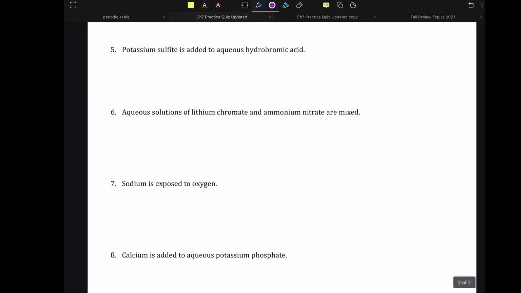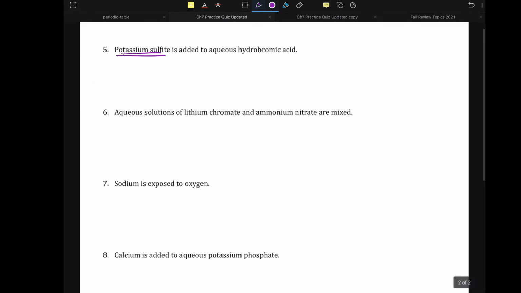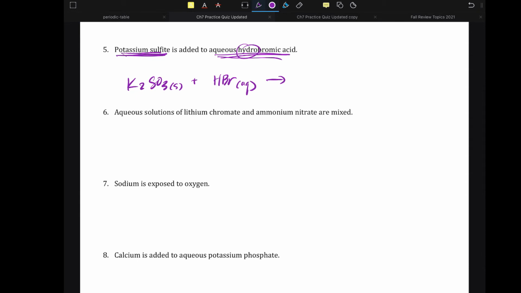All right, next up, potassium sulfite is added to aqueous hydrobromic acid. Without any other words, this potassium sulfite is an ionic compound, not already in water, so it's just going to be K2SO3, solid. Aqueous hydrobromic acid is HBr, aqueous. Then let's switch the cations. We would have KBr, because it's a charge of +1, -1, and this would be aqueous, because group 1s are always soluble. And then we would have H stuck to SO3, which would give us H2SO3.